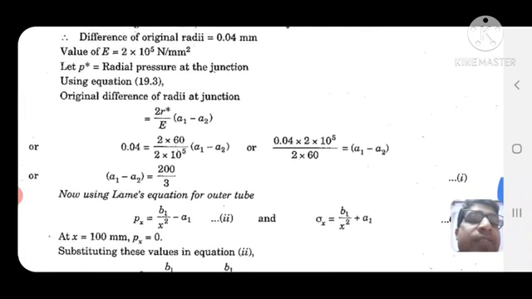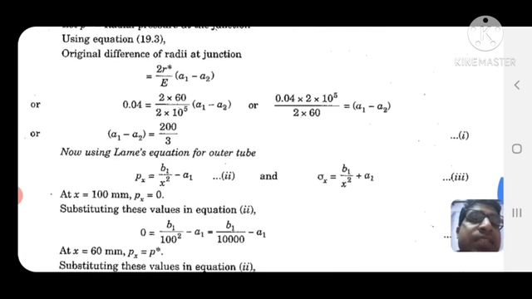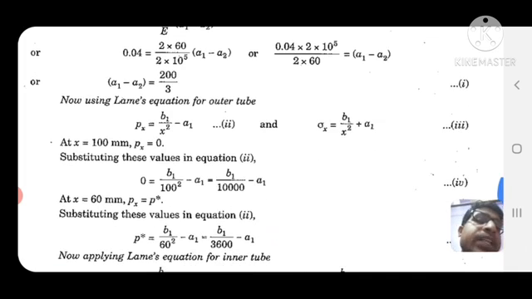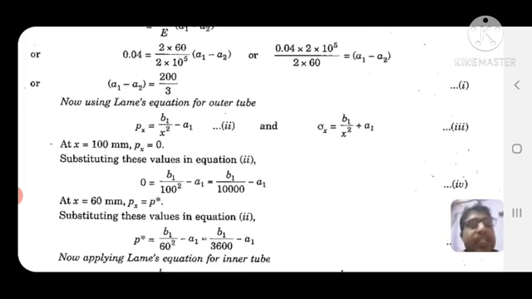So the original difference of the radii at the junction is equal to 2 P star by capital E, A1 minus A2. So 0.04 equals 2 into 60 divided by 2 into 10 to the power 5, A1 minus A2. So 0.04 into 2 into 10 to the power 5 divided by 2 into 60 equals A1 minus A2. So A1 minus A2 is equal to 200 by 3.